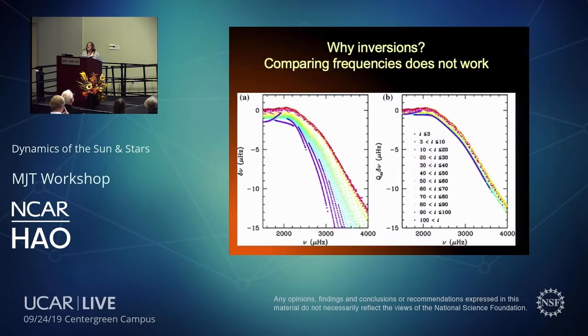So the question is, why do we need inversions? That's because comparing frequencies does not work. This shows the frequency differences between the famous, infamous, whatever, Model S and the sun. These are the raw frequency differences. The color coding is just the degrees l. I wasn't sophisticated enough to use a continuous color bar, so never mind.